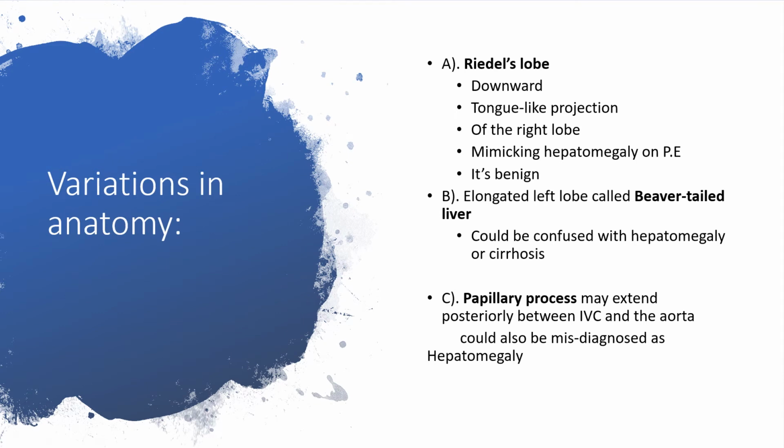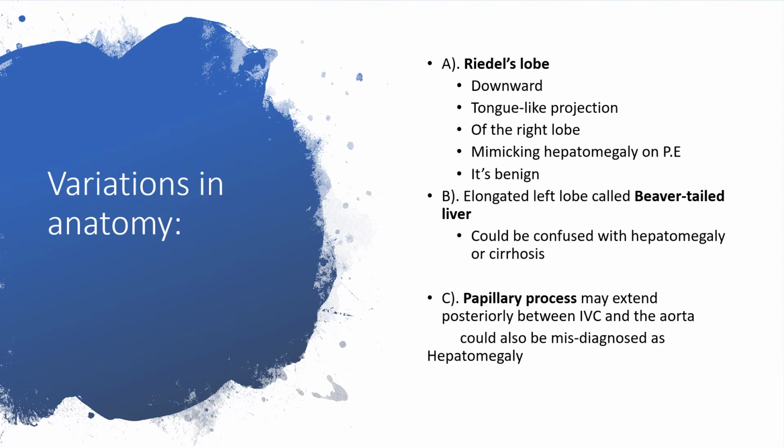There are variations in anatomy of the liver. Some will have Riedel lobe, which is downward tongue-like projection of the right lobe. It could mimic hepatomegaly on physical examination, but it is benign. There are other variations where some people will have beaver-tailed liver, and that is elongated left lobe. It could be confused with hepatomegaly or liver cirrhosis on examination.